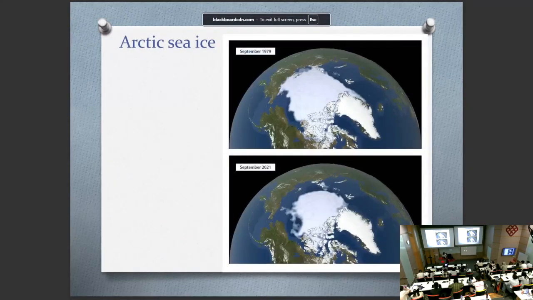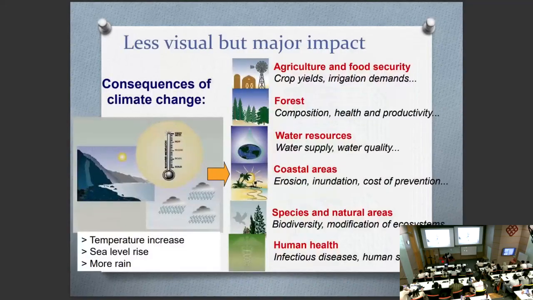Just another picture showing some satellite figure, okay, to provide some evidence of the melting of the Arctic ice. Okay, some more consequences of climate change. Temperature increase, we are experiencing that, and then the sea level rise because of the melting of the ice, and more rain. We know that because high temperature keeps more moisture in the atmosphere, and some more.